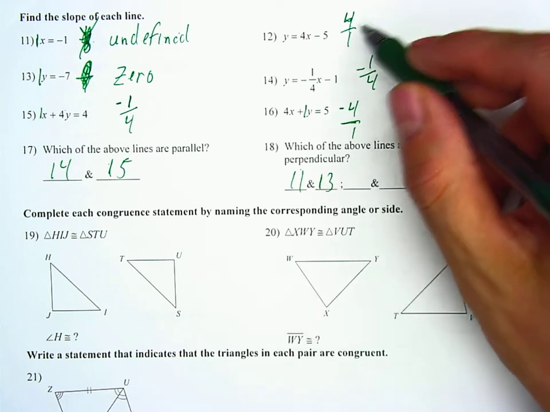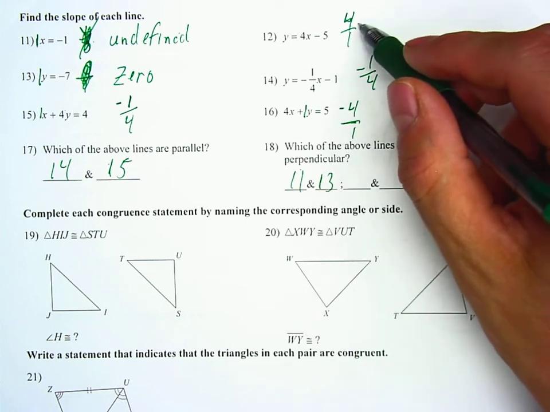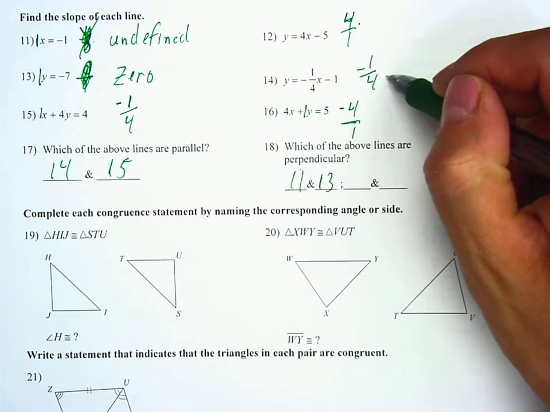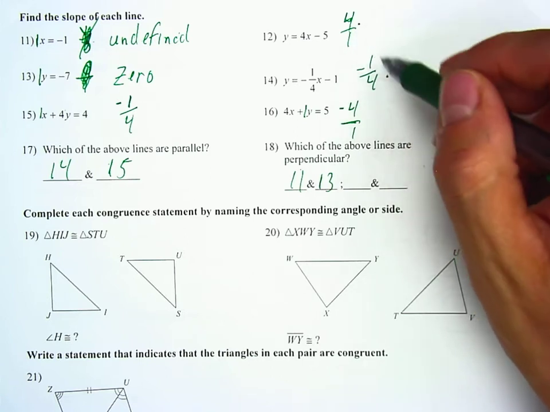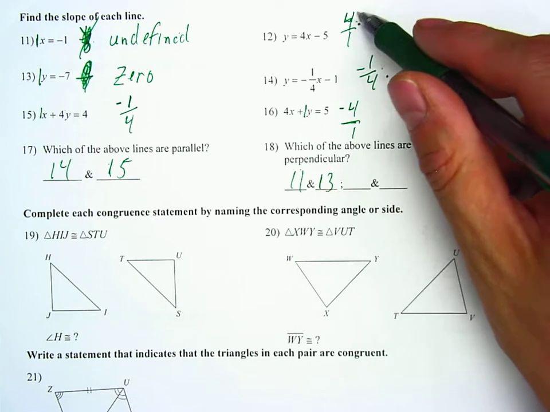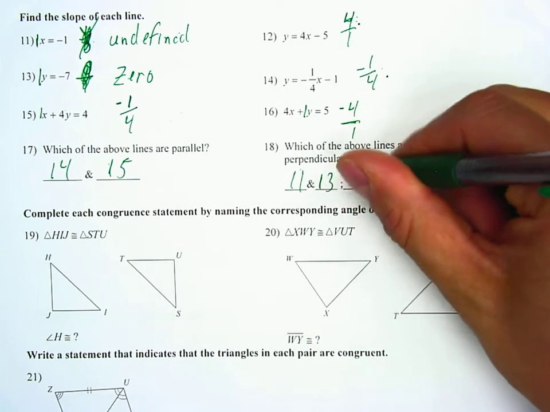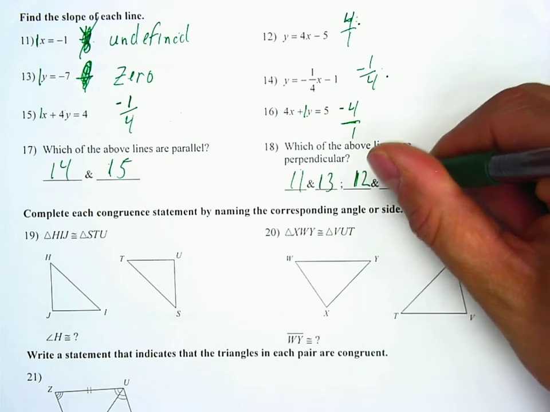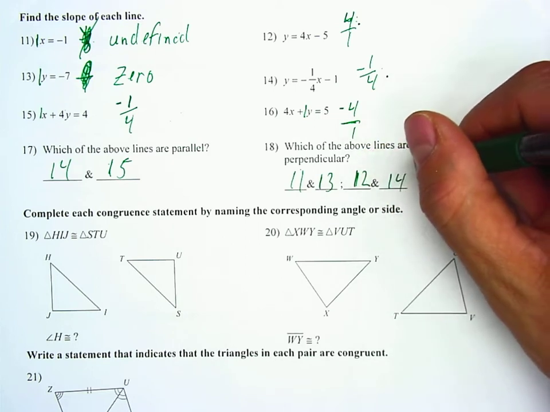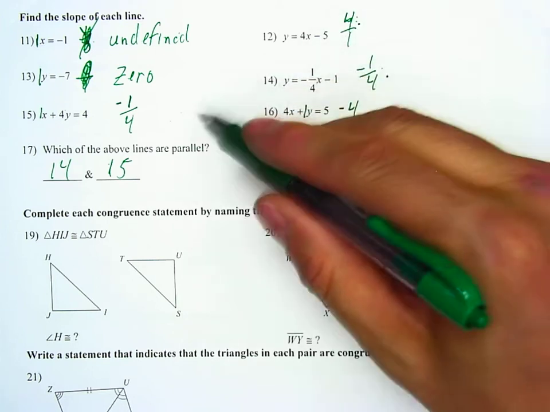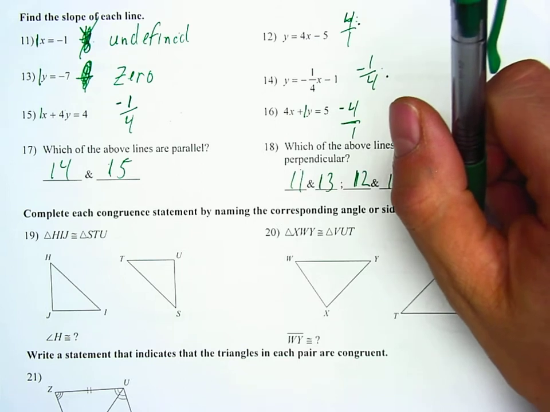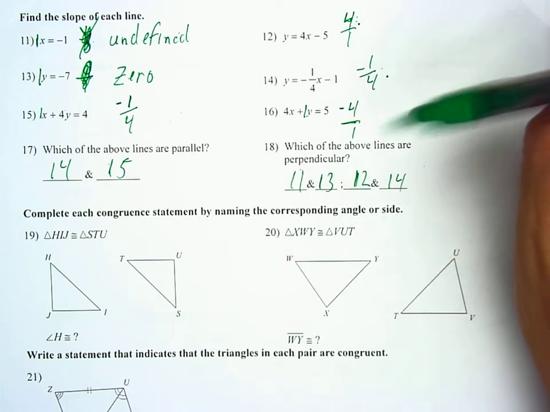So if I'm looking at this 4, when it flips, it becomes negative 1/4. So these two would be perpendicular. And these two as well. So actually there's two answers that could go here. So there's 12 and 14. And there's also 12 and 15. That could go there. That's perpendicular.